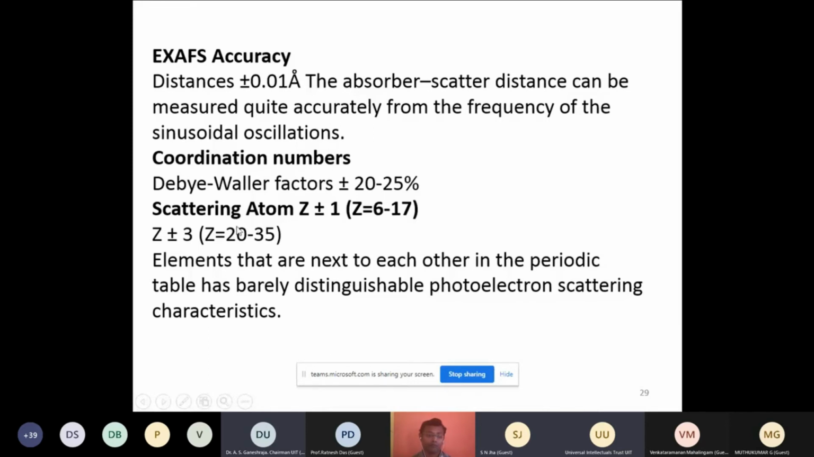And the scattering atom sensitivity is plus minus 1 for Z equal to 6 to 17, but for Z equal to 20 to 35, we get Z plus minus 3 sensitivity. So elements that are next to each other in the periodic table have barely distinguishable photoelectron scattering characteristics. That's why they cannot be distinguished by EXAFS.